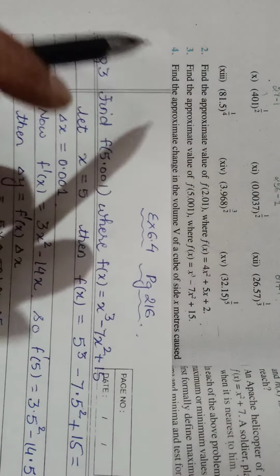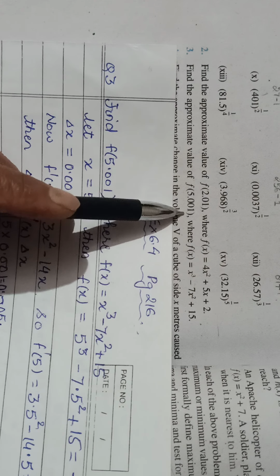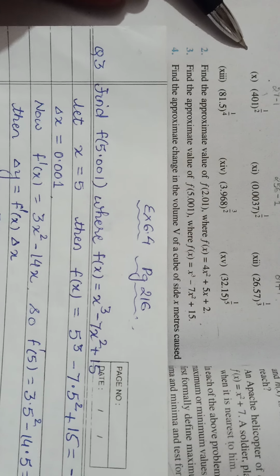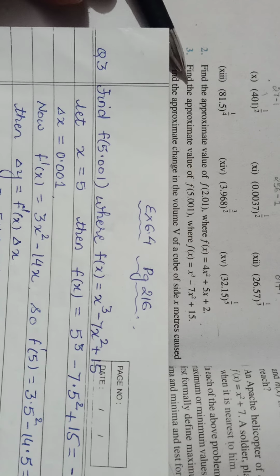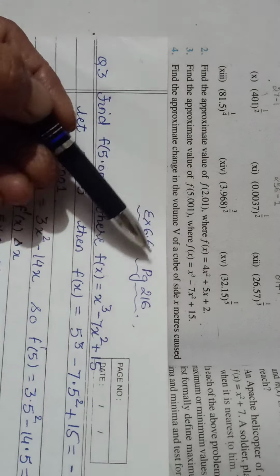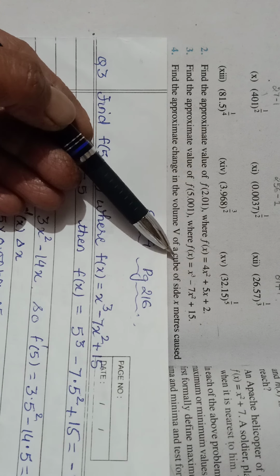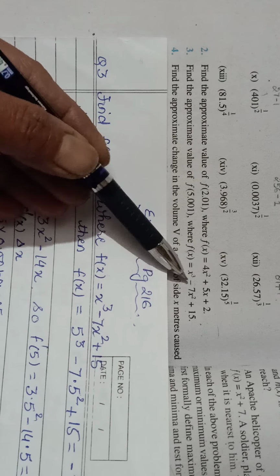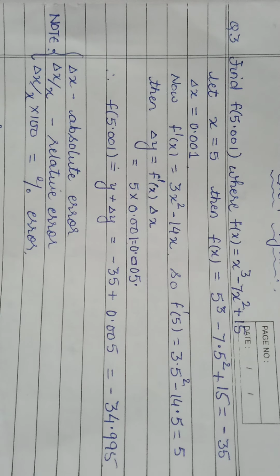So in the third question, it was said, find the approximate value of f of 5.001 where f(x) was given as a polynomial. Yesterday we had done finding the approximate value, where you had to define the function on your own. Here your work is all the more easy because the function is already given to you. So you just need to think of your x and delta x, find delta y, and then evaluate your f(x) plus delta of f(x). Okay, fine. So that was your question.